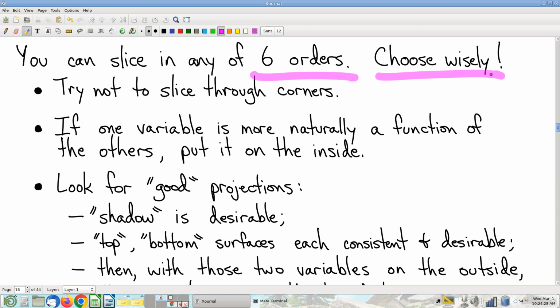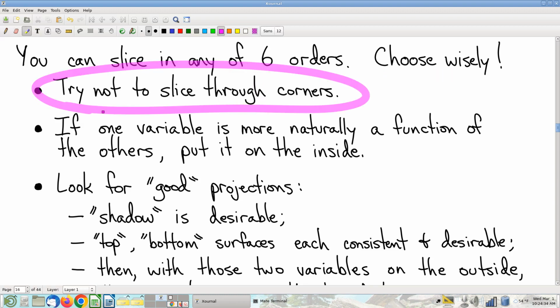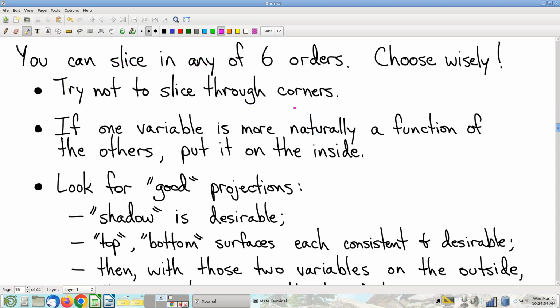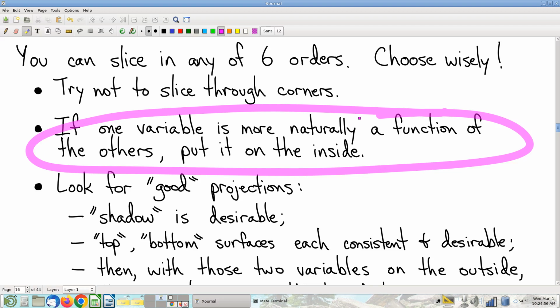So choose wisely, right? Think about how to avoid bad news, just like with double integrals. Try not to slice through corners. Right? Slicing through corners is bad. It's going to make you break up your integral into multiple pieces. You could have not just 2, you might have several different integrals come up if you break this rule. And nobody wants that. And again, also keep in mind what's a function of what. And anything that is actually a function of the other variables, try to put that one on the inside because you're going to have to solve for it. And good news if you can conveniently solve for it.